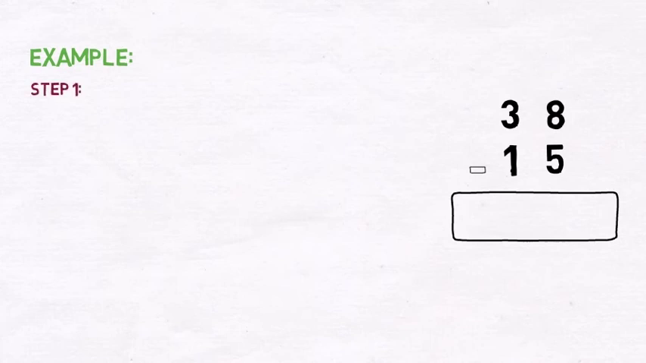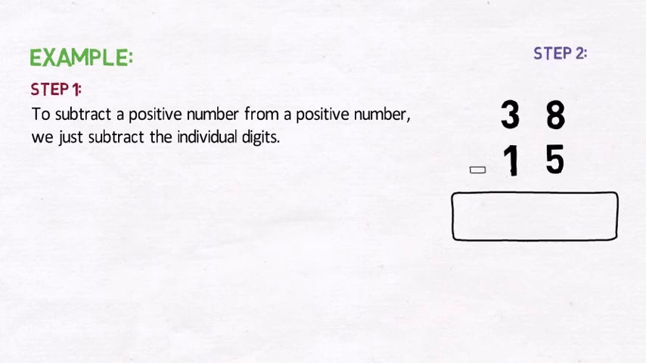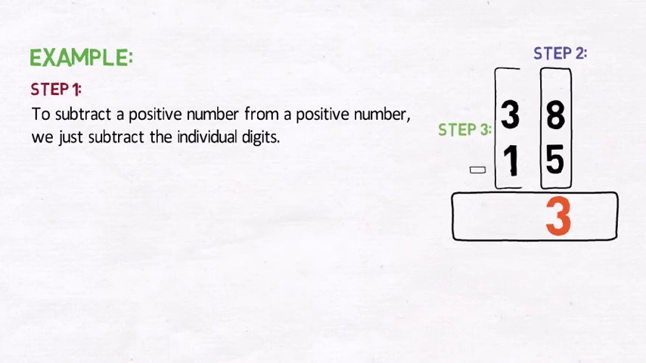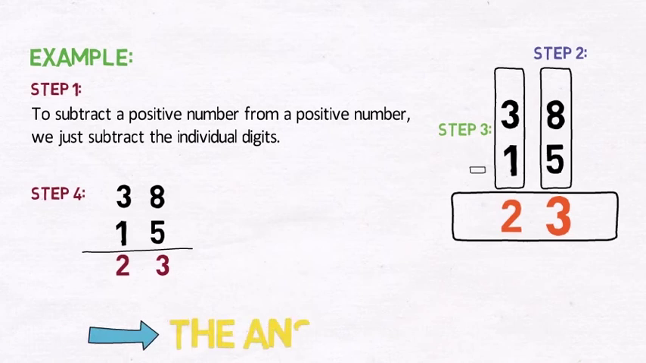Step 1. To subtract a positive number from a positive number, we just subtract the individual digits. Step 2. Step 3. Step 4. The answer is 23.